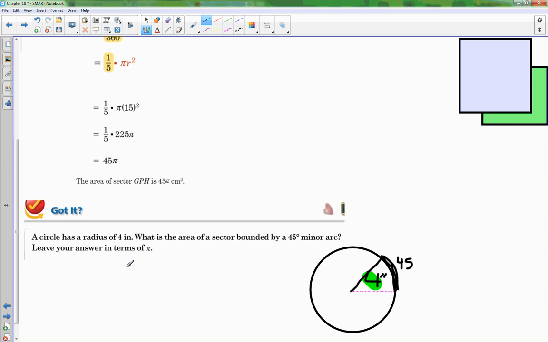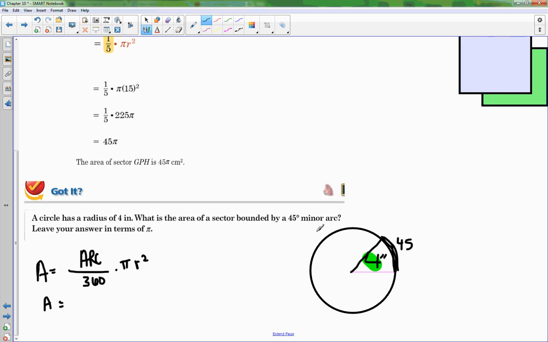So we have this arc here. We're going to grab the formula, which is our arc divided by 360 times 2 pi times r squared. And so we're going to fill in, our arc is 45. Our bottom 360 times pi times radius squared.